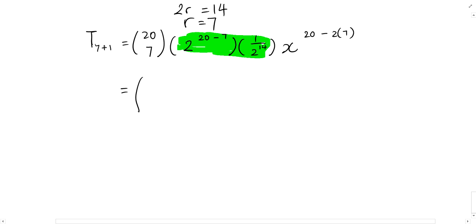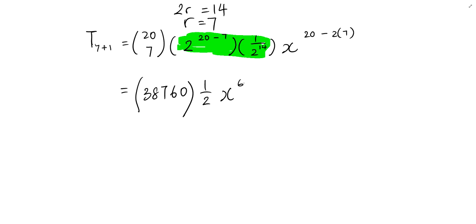So 20 choose 7, this one I allow you to use calculator. What do we have? 20 choose 7, press. 38760. Then I've got 2 to the power of 13 divided by 2 to the power of 14. How much is that? Do you say 1? 2 to the power of negative 1, which is half. Then we've got x to the power of 6. Is it a coincidence that I get x to the power of 6? No, it is not.